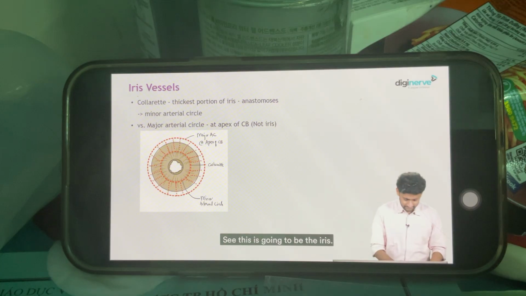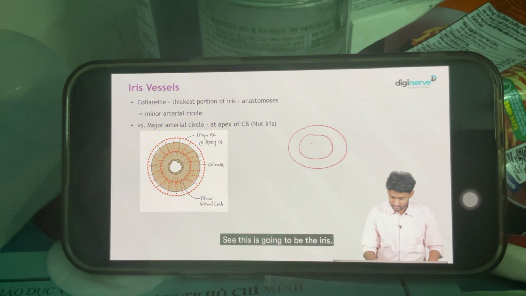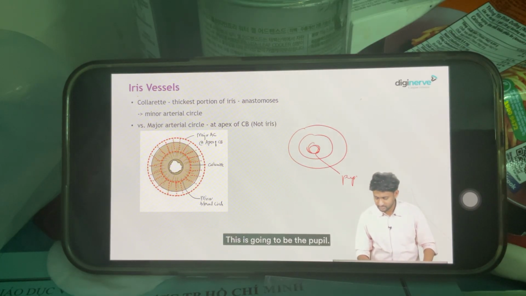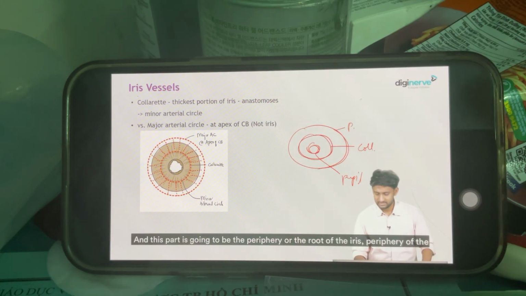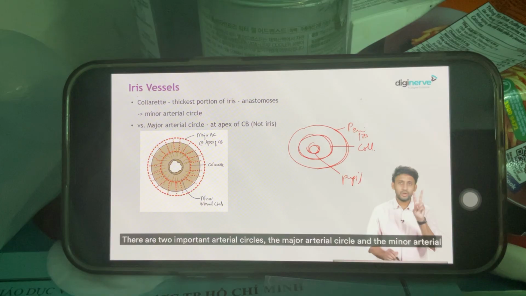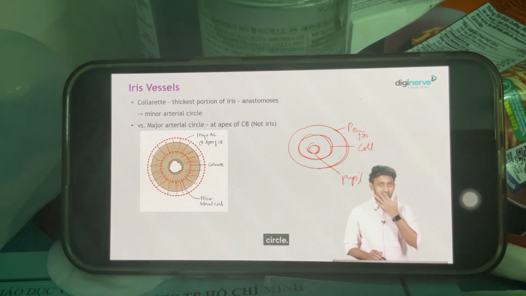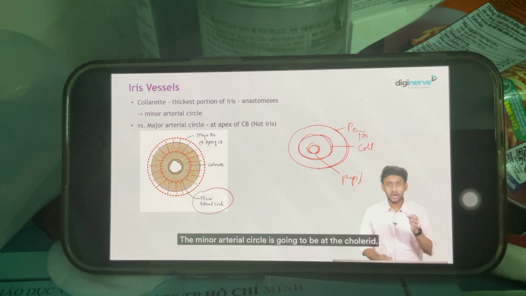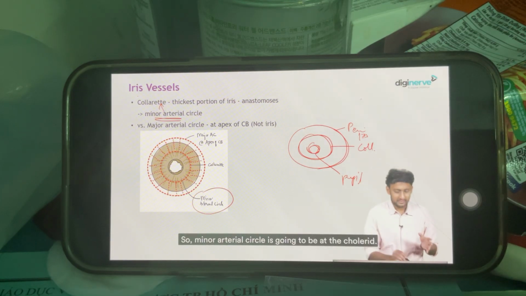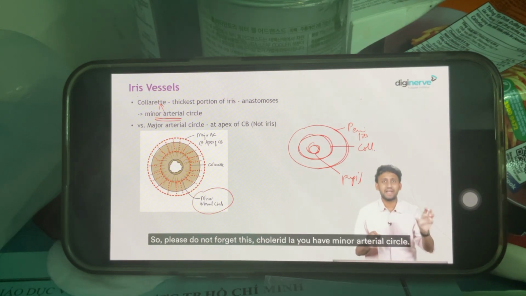See, this is going to be the iris. This is going to be the pupil. This part is going to be the collarette, and this part is going to be the peripheral root of the iris, the periphery of the iris. There are two important arterial circles: the major arterial circle and the minor arterial circle. The minor arterial circle is going to be at the collarette. So please don't forget this. At the collarette, you have the minor arterial circle.